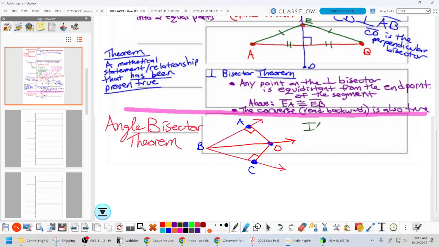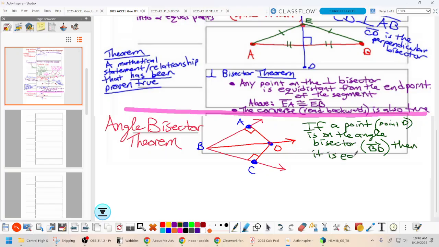So here's the words. If a point, and in our picture it's point D, is on the angle bisector, and the angle bisector here is BD, then it is equidistant from the sides of the angle. And so that would be BA and BC.